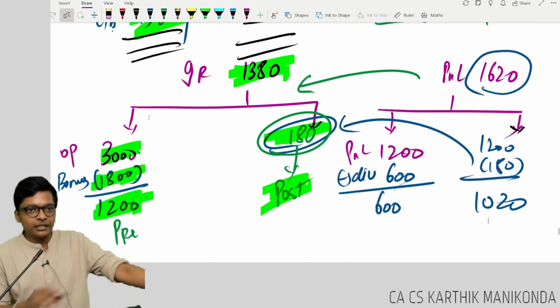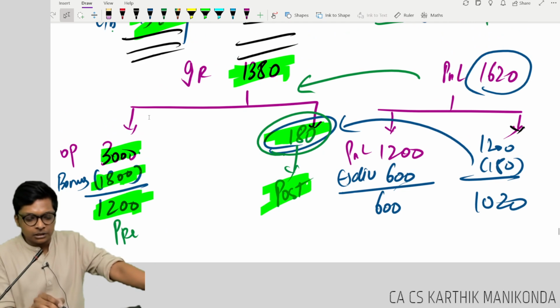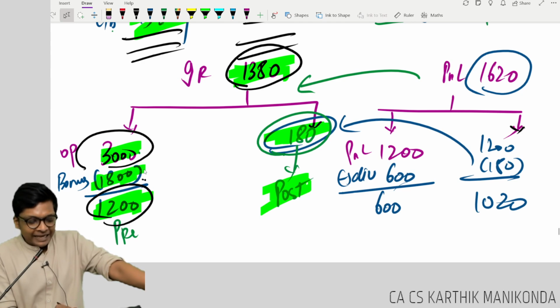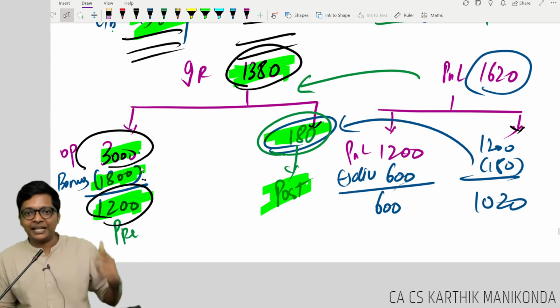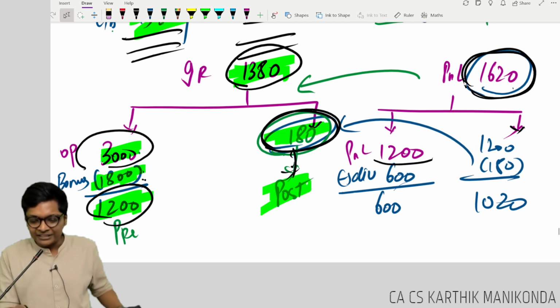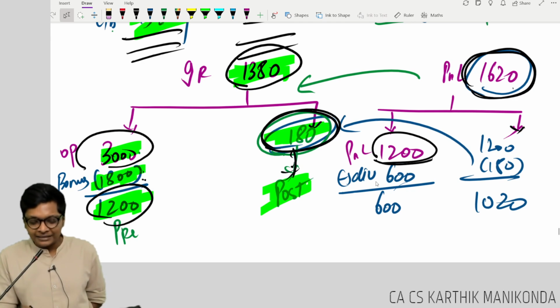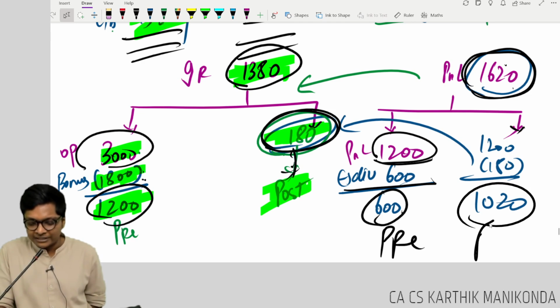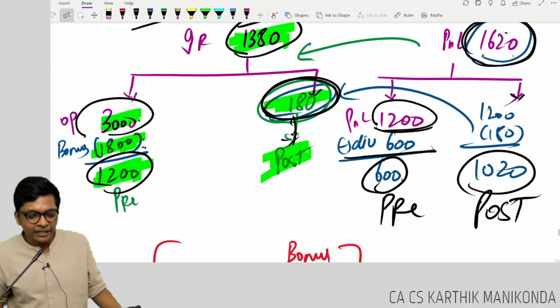I am just presenting in a different way. In the chart it's very easy because you are used to the chart in all sums. Closing is 1380, opening is 3000. Reduce bonus. Balance pre available is 1200. Anyway, bonus is taken as part of pre, it's added to my share capital. So remaining 180 is post, which came this year. Similarly, P&L closing is 1620, opening is 1200. In that I reduce the dividend of 600. Balance 600 is pre. So the difference, 600 to 1620, 1020 is post. Are you following, guys?